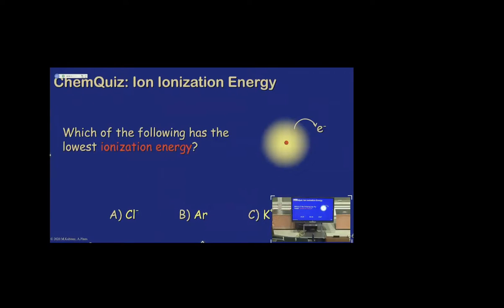So how about lowest ionization energy among these three? Now we have two ions, same three elements, but the ions: chlorine minus, argon neutral, potassium plus one. So what happens here? Now I'm going to talk about ionization energy, but as you know, those are often the same trend because smaller is harder to ionize. So think about that and see what you think.